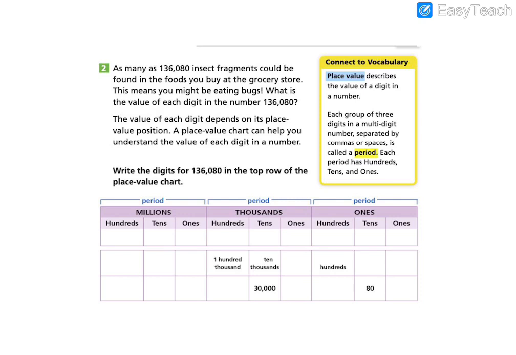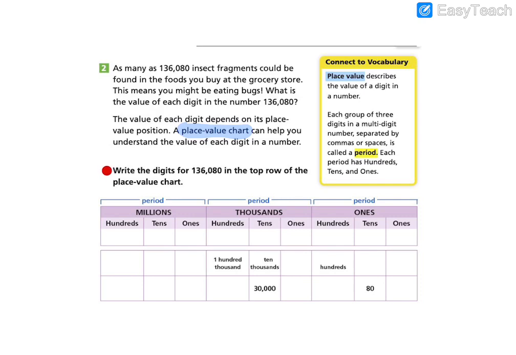Now remember, our I can statement was that we were going to be able to use a place value chart. So we know right away this was part of our I can. We can take a look over here at our vocabulary to find that definition of place value, which means it describes the value of a digit in a number. Each group of the 3 digits in a multi-digit number separated by commas or spaces is called a period. Each period has hundreds, tens, and ones, so we can see that represented here in this place value chart.